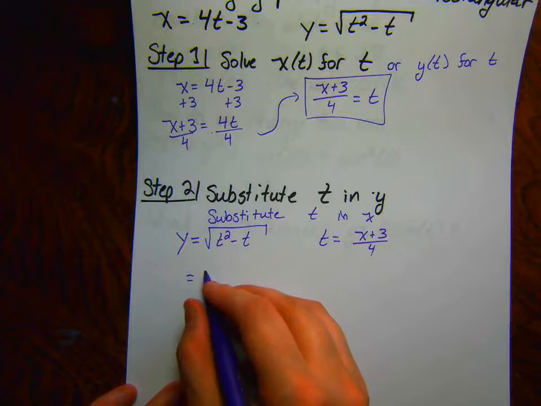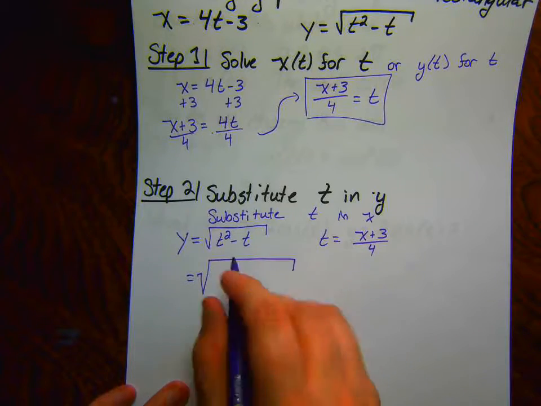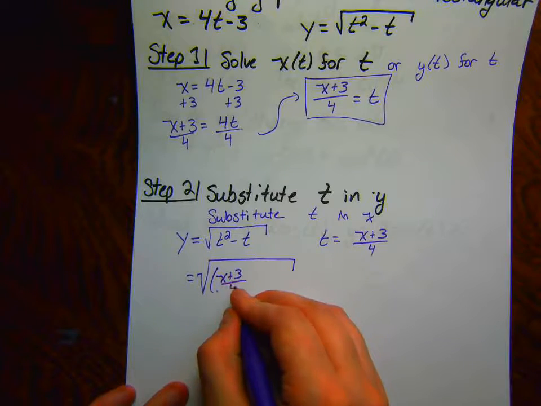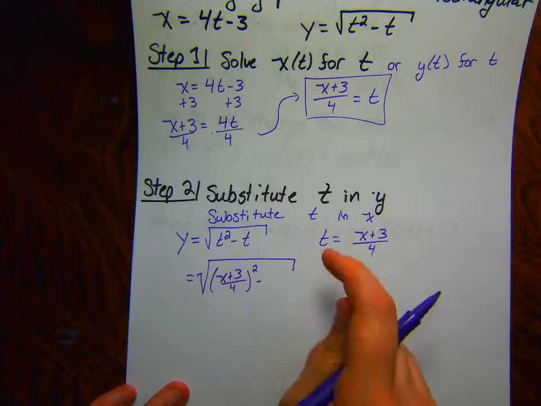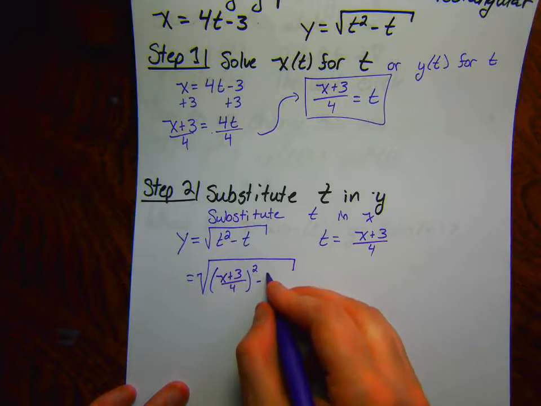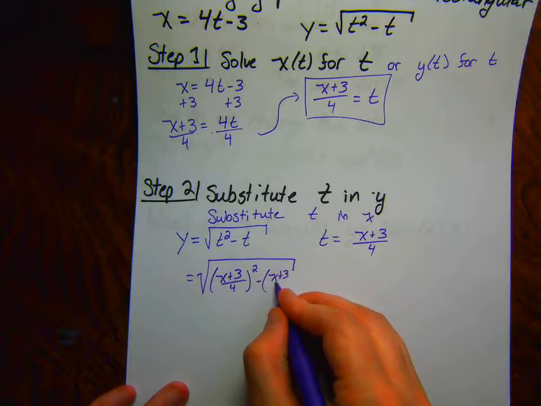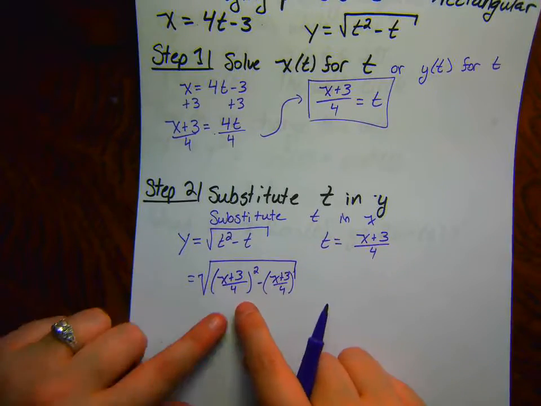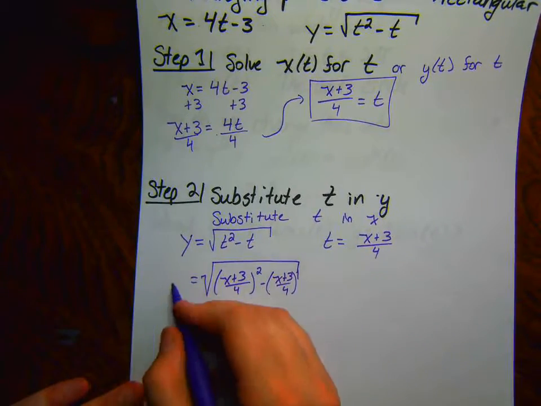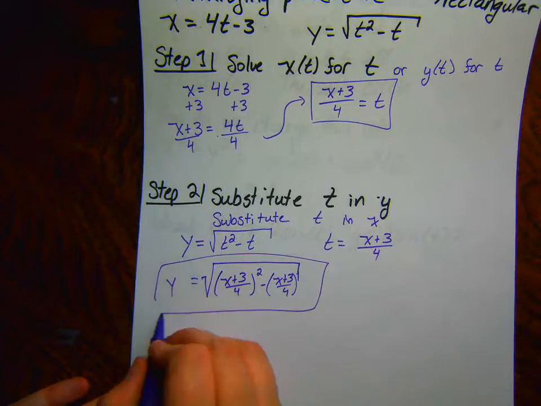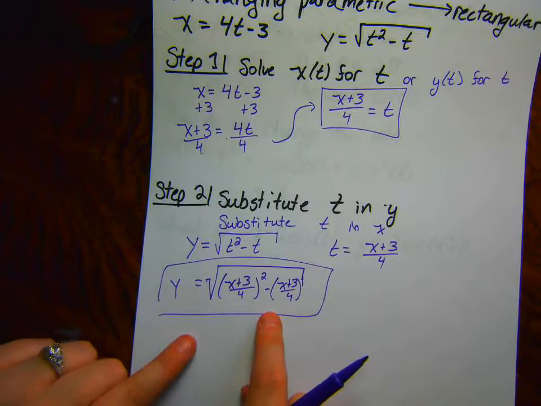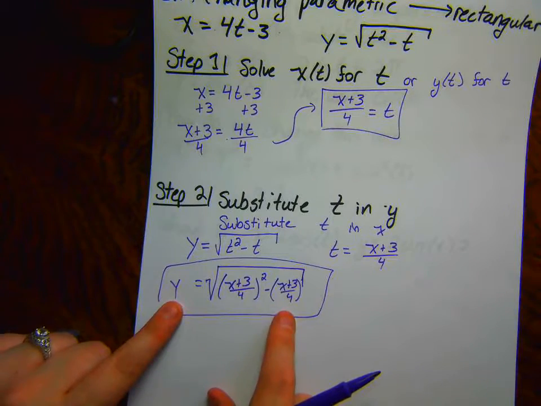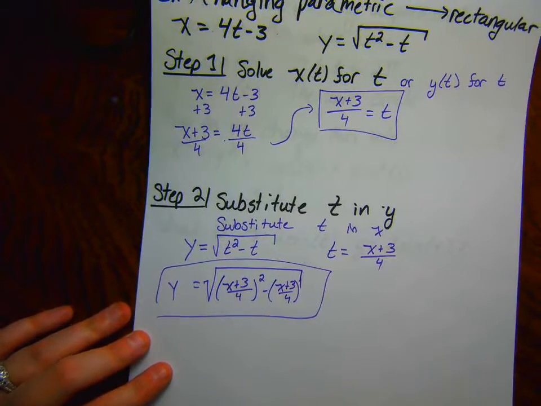So I have the square root. Instead of putting a t there, I'm going to put my (x plus 3) over 4 squared minus, and instead of putting a t, I'm going to put this, (x plus 3) over 4. Alright, now I could simplify this out. I'm just going to leave it as is. You don't have to simplify it, and this would be my answer. Okay, you know that you've done this correctly if you only have y's and x's. If you have a t in here, something's gone awry.